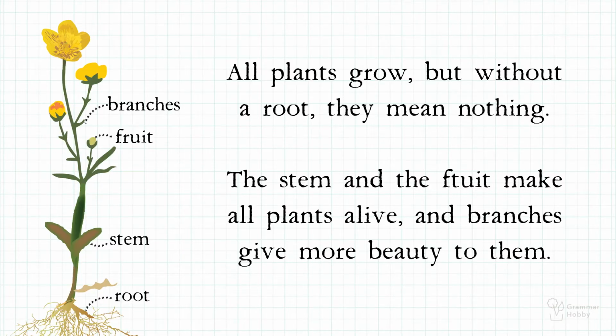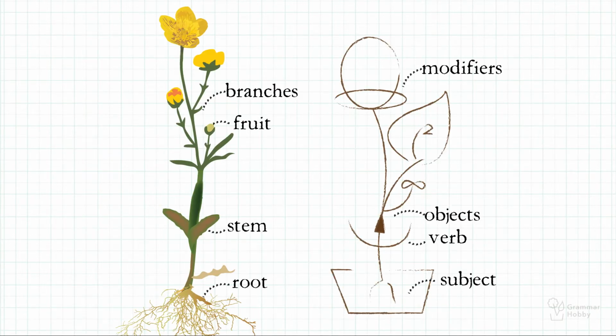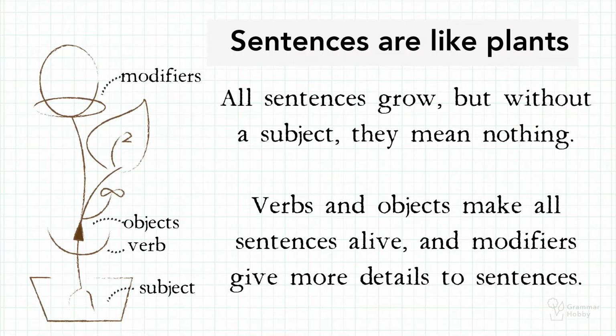I'll start our lesson with this. All plants grow, but without a root, they mean nothing. The stem and the fruit make all plants alive, and branches give more beauty to them. So why am I telling you about plants, knowing that we've been studying English grammar for weeks now? Because all sentences are like plants. All sentences grow, but without a subject, they mean nothing. Verbs and objects make all sentences alive, and modifiers give more details to sentences.